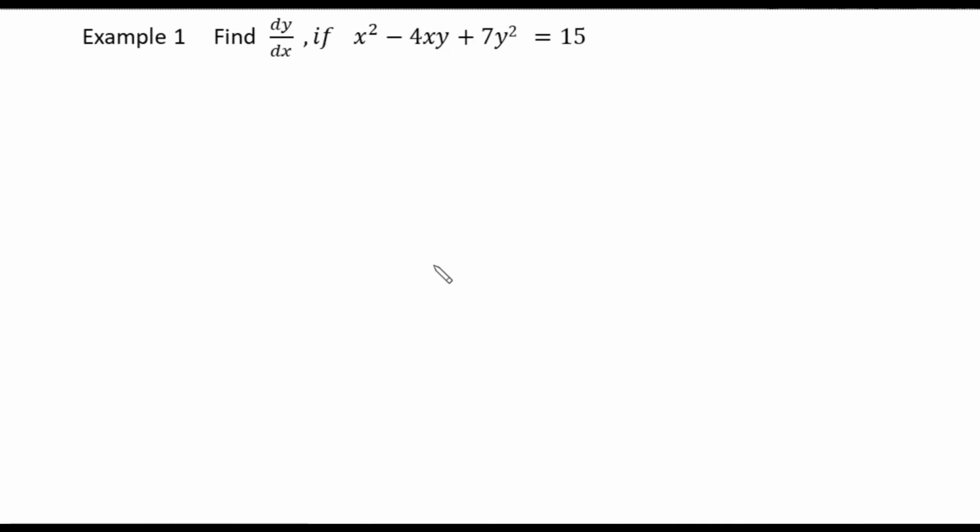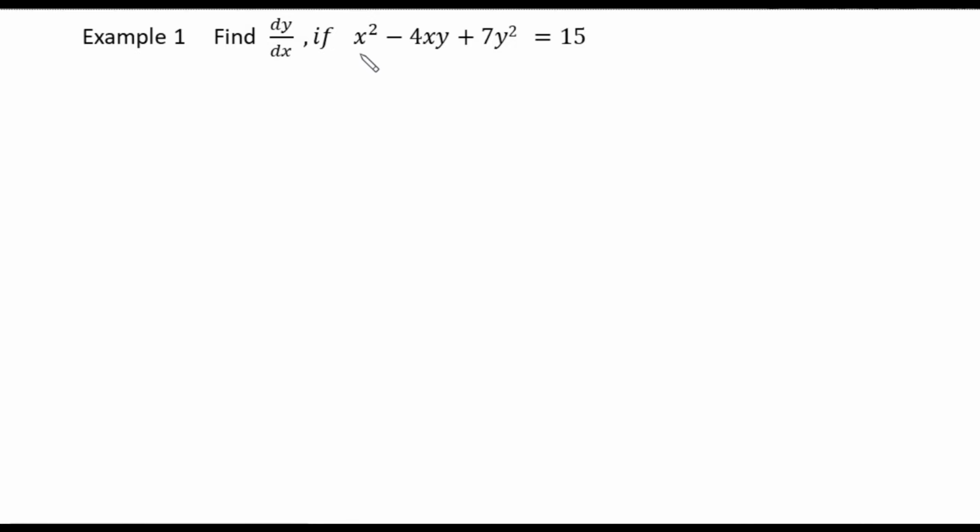In this question, we are asked to find dy dx if x squared minus 4xy plus 7y squared equals 15. Remember, you cannot isolate y, so the only way you can solve this is by using the implicit method of differentiation. So let's get to solve this. I'm going to take my time to explain for you to get the concept. Please make sure you follow along.